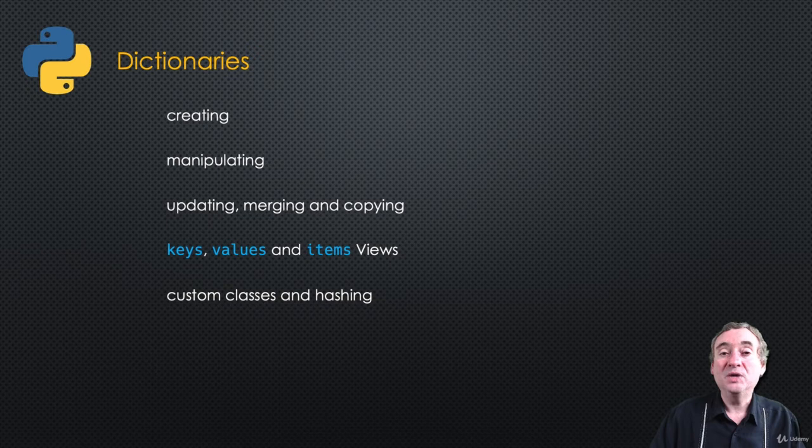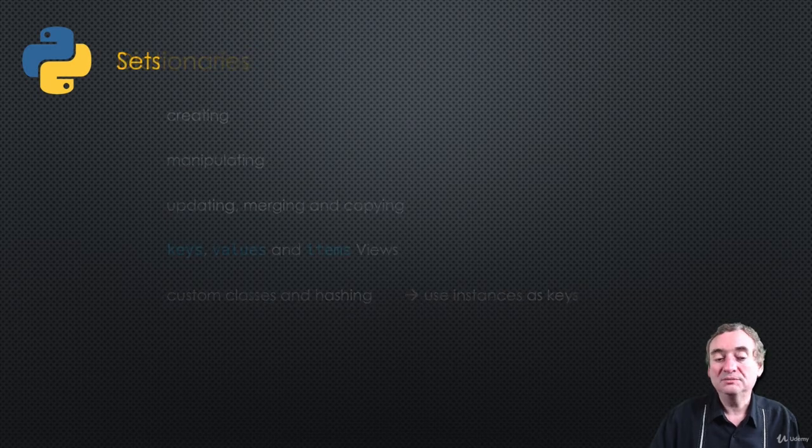Then we'll look at how we can use custom classes and hashing using custom hash functions to be able to use instances of our custom classes as keys in a dictionary. We'll see how it works by default and then how we need to tweak that in order to make it work probably more the way we want it to work.